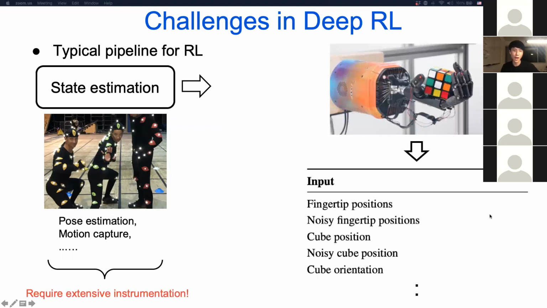So for example, as shown in this table, OpenAI used a lot of information like fingertip positions, the cube position, and cube orientation to solve the Rubik's Cube. And one can imagine that we need some special sensors to obtain such information. And this makes it hard to use reinforcement learning in many applications.